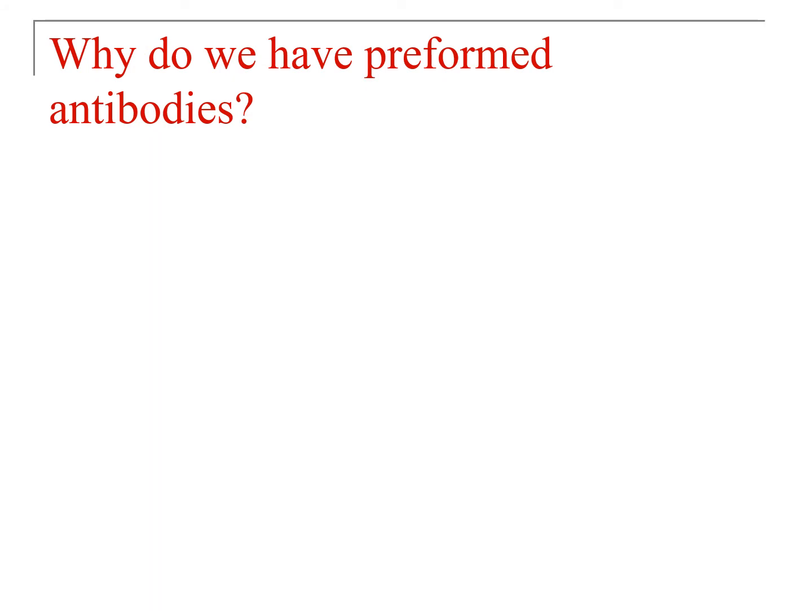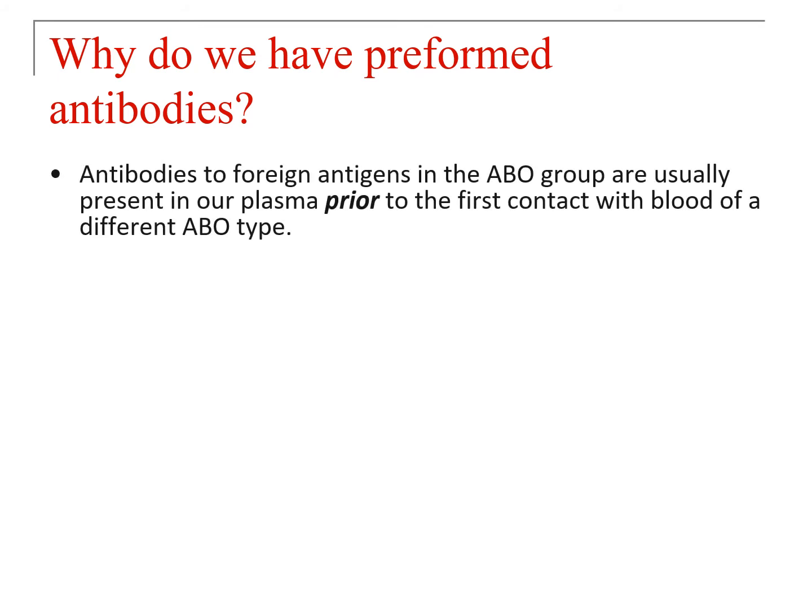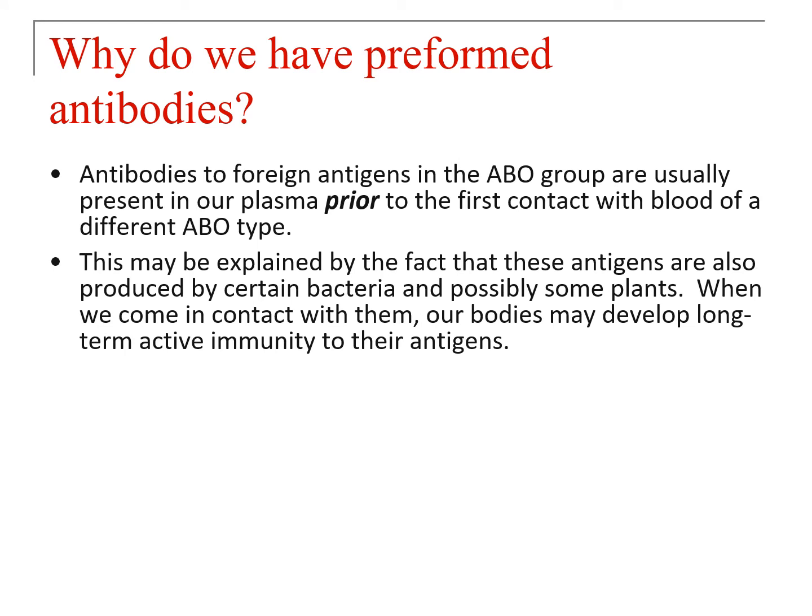So why is it that the antibodies are preformed with A and B? Why are they there? Well, they're present in our plasma prior to first contact with blood of a different type. The reason is that A and B antigens are very similar to antigens that are produced by bacteria and some plants. So we come into contact with the antigens produced by bacteria and plants that very closely resemble A and B, and so we can develop long-term active immunity to those antigens.